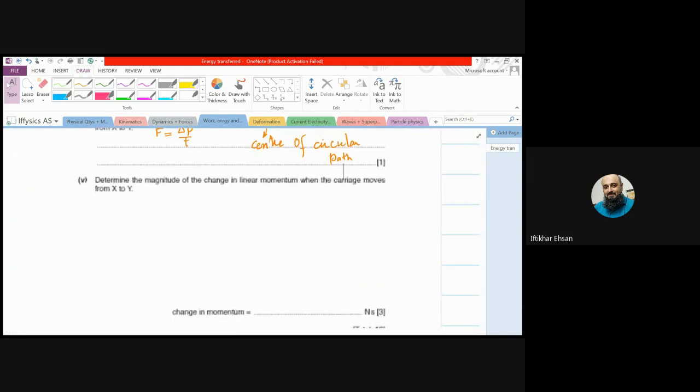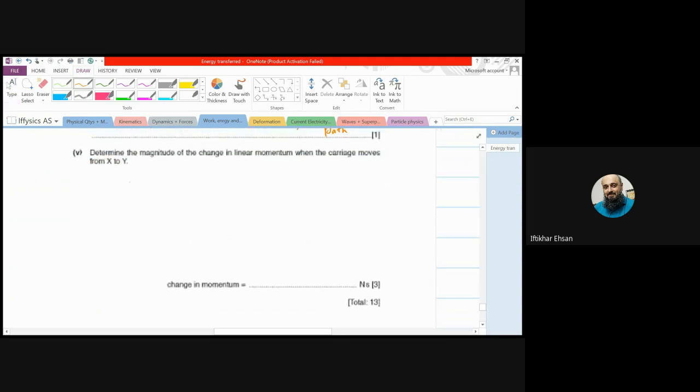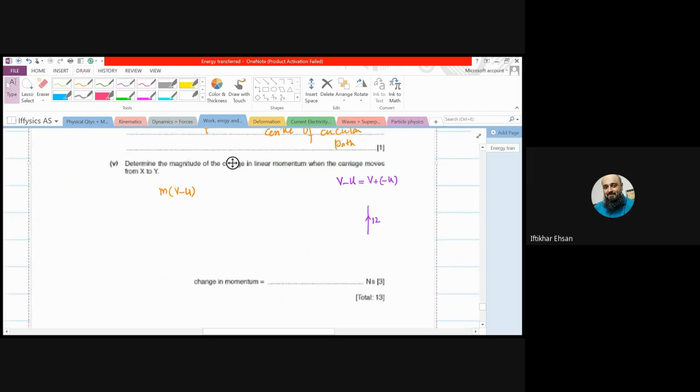Determine the magnitude of the change in linear momentum. So beta, we have done that. Change in linear momentum is m into v minus u. First, we need to find v minus u. Here, as the directions are changed, we will do it vector wise. V minus u can be v plus minus u. If we arrange v plus minus u according to the head to tail rule, the final velocity is vertical 12 and initial was towards right, and that was 22. But minus u will be opposite to that.